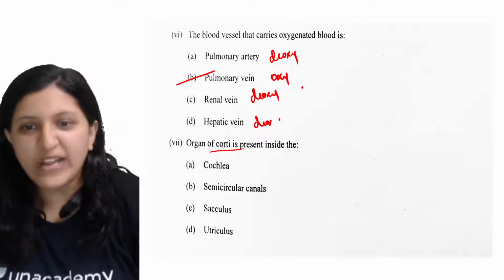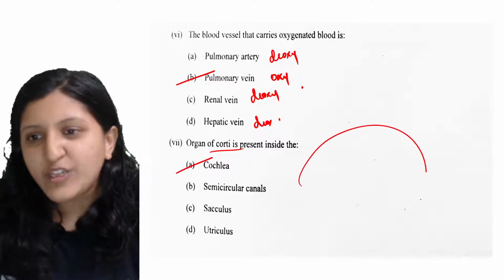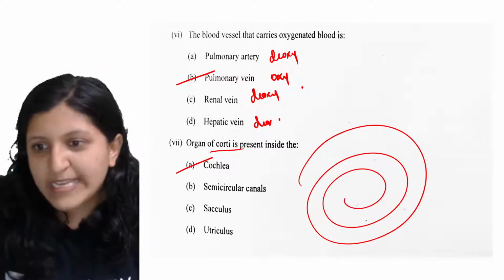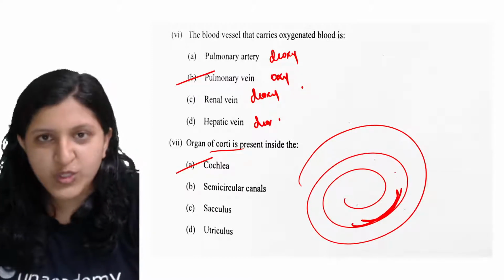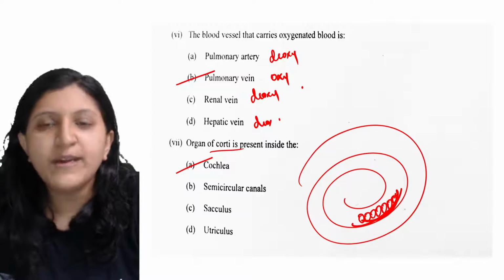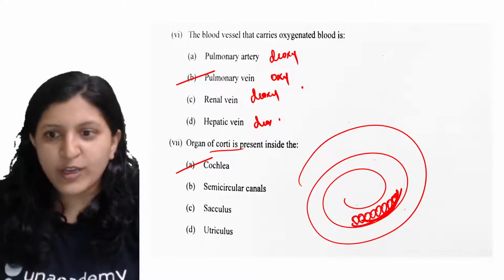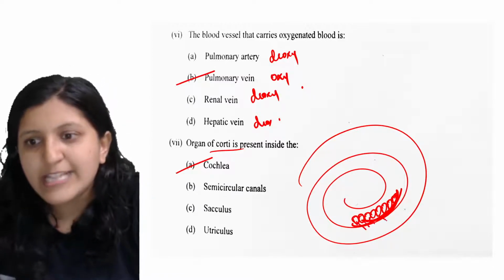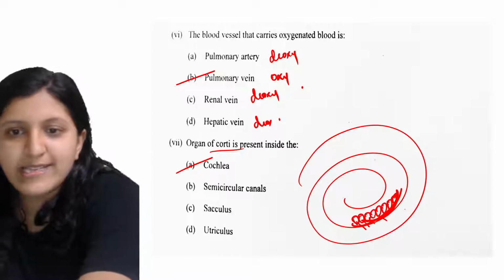Okay, so it is a cochlea. Inside that cochlea only, there is a basilar membrane. Onto that basilar membrane, you can see many of the cells. So these are organ of Corti, which are hair-like cells. So basically it is a sensory cell itself.